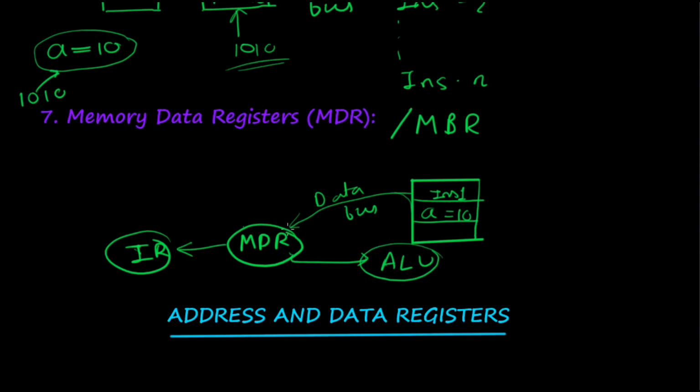That is why we have an intermediate MDR, because if everything used to come to the IR, then there would be no purpose, because its sole purpose is to keep instructions. So if it is an instruction, the MDR will forward it to the IR, otherwise it will forward it to the ALU. It is that simple. So what is the purpose of the memory data register? To hold the content of the data bus, simply speaking.